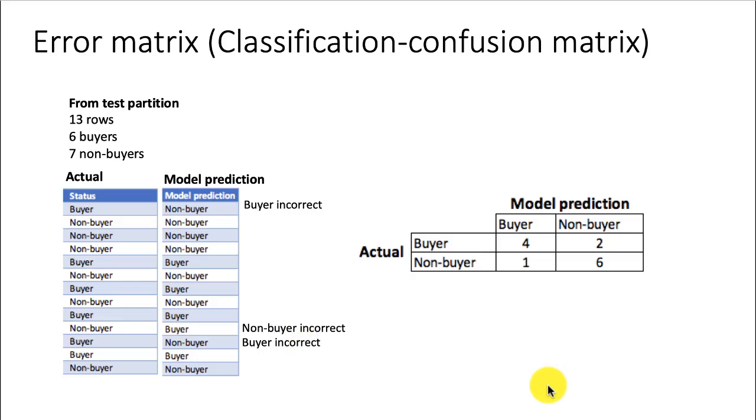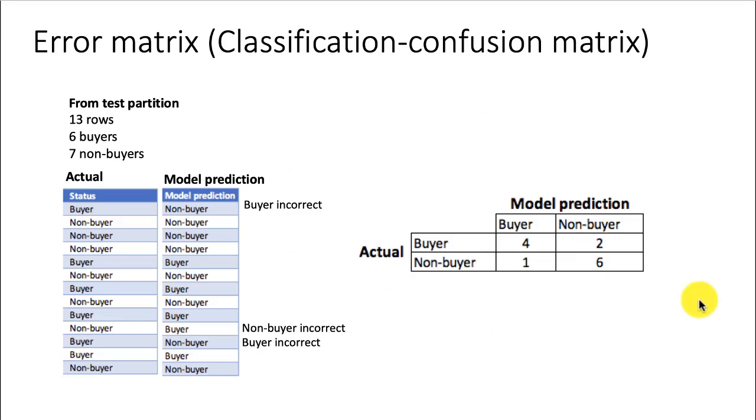Okay, now turning our attention to the actual non-buyers, we see that there are 7 non-buyers, but out of the 7 non-buyers, the model made a mistake on only one of them. This non-buyer was predicted as a buyer. All the other non-buyers were correctly predicted as non-buyers. Okay, so that's the 6 that's going here. 6 non-buyers were predicted correctly as non-buyers. 1 non-buyer was incorrectly predicted as a buyer. Similarly, 4 buyers were correctly predicted as buyers. 2 buyers were incorrectly predicted as non-buyers.